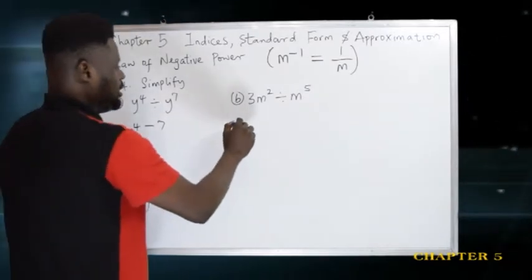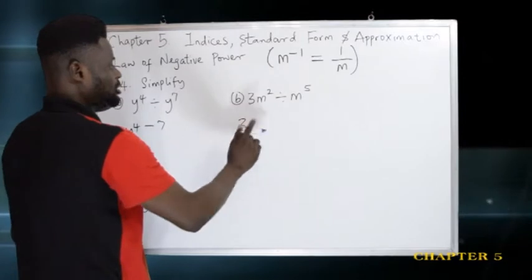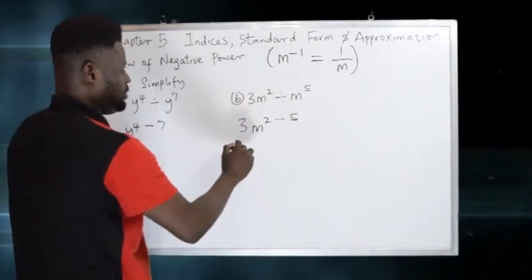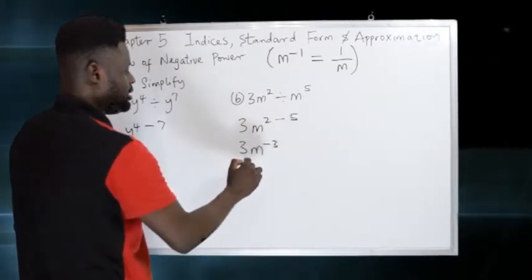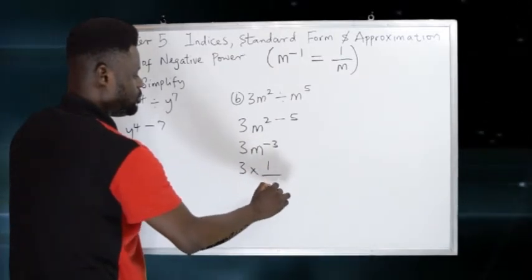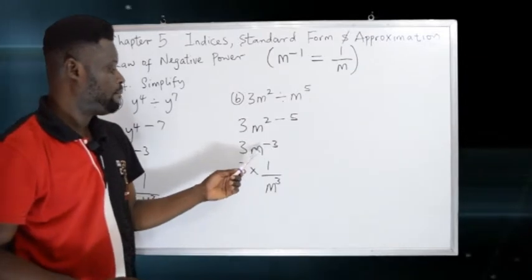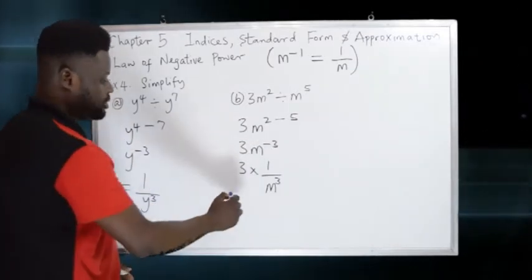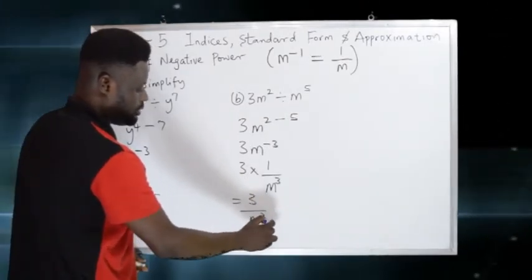Then here we have 3 divided by an invisible 1, which is still 3. The m, 2 minus 5. This is 3m raised to the power minus 3. This is 3 times 1 divided by m raised to the power 3. Now the minus is affecting only m and not 3. That's why the 3 is separated. So this will give us 3 divided by m raised to the power 3.